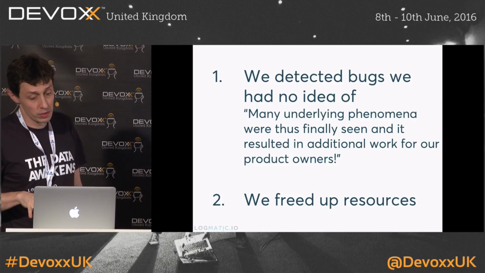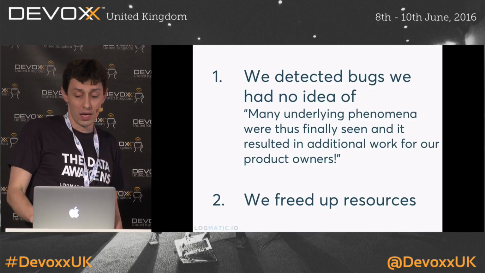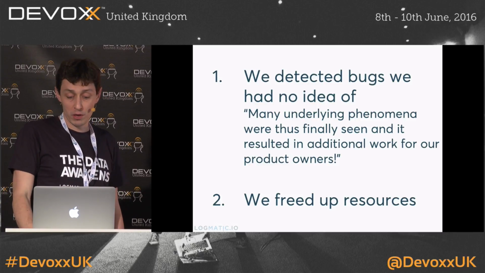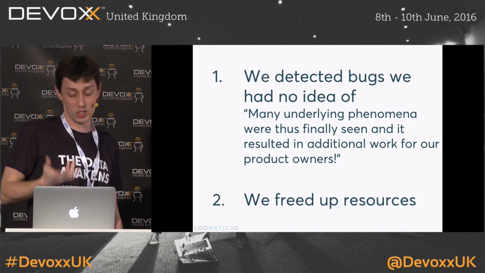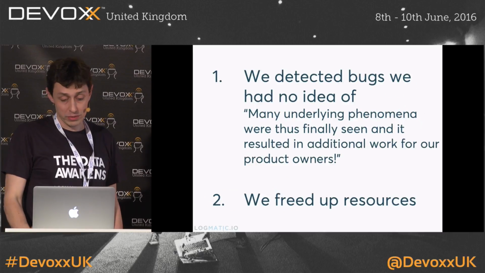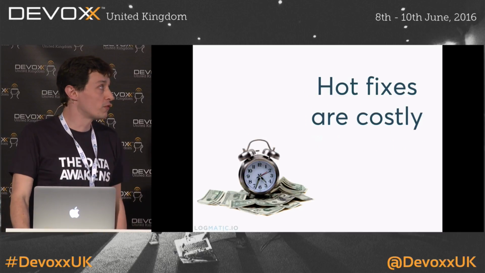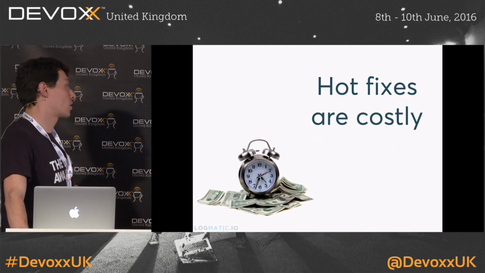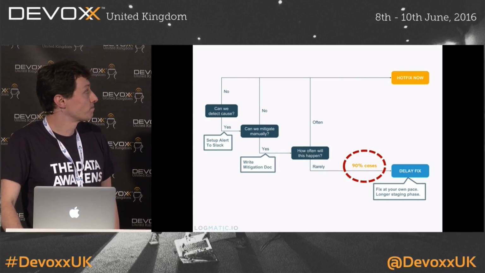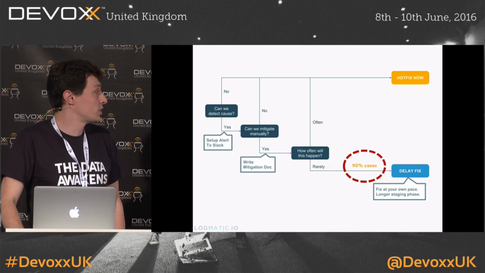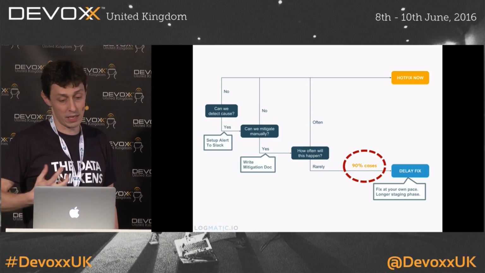You are now able to detect bugs you had no idea of. So you can spot phenomena and then free up resources because you fix the bugs before they spawn. So that's how we do it all the time. However, you don't hotfix because hotfixes are costly. So how do we do it when we find bugs? We say, okay, I spotted something very strange. I'm going to set up an alert stating that I'm seeing the bug.